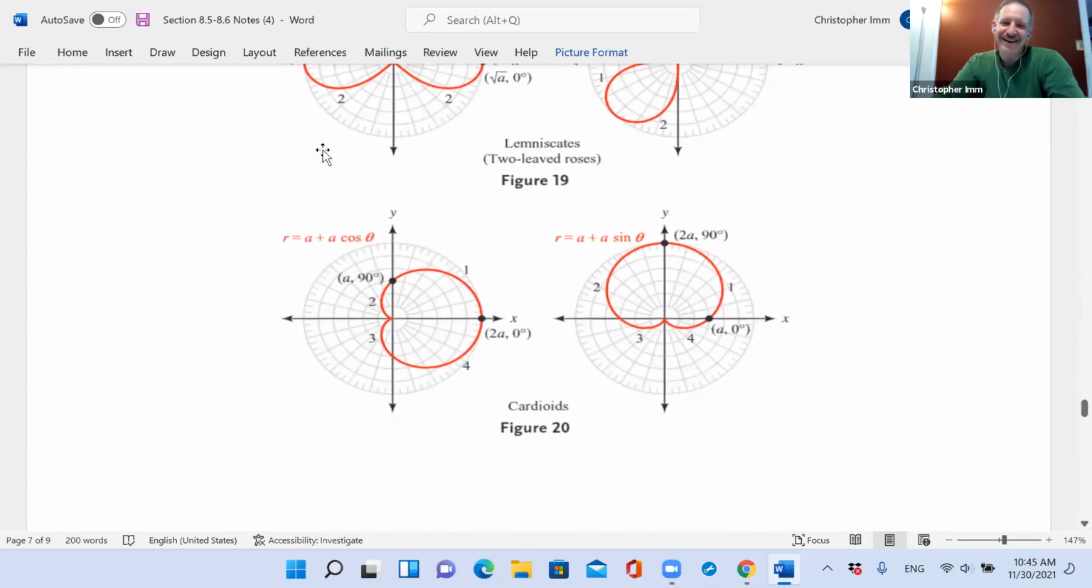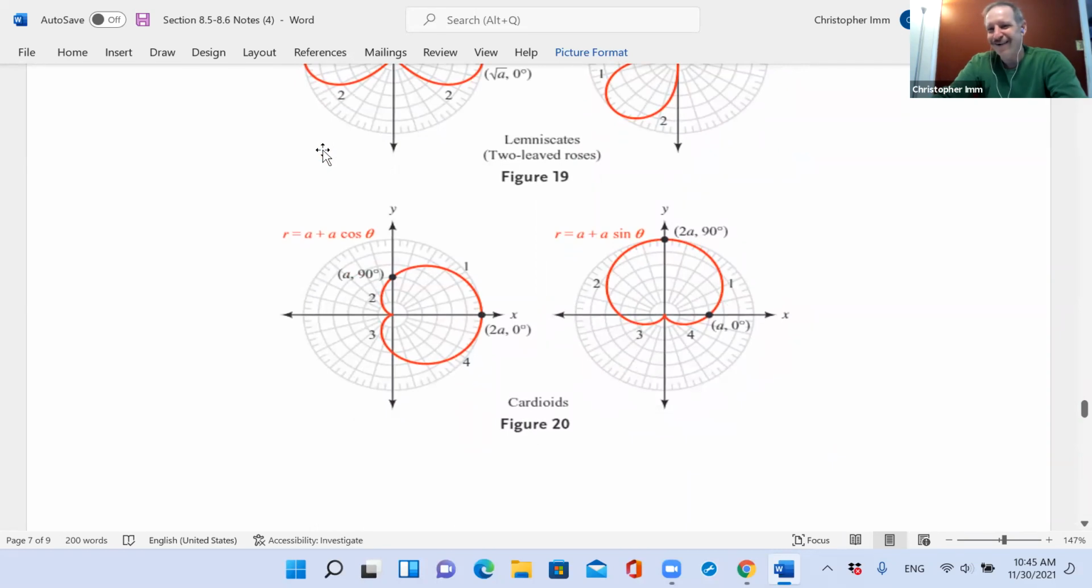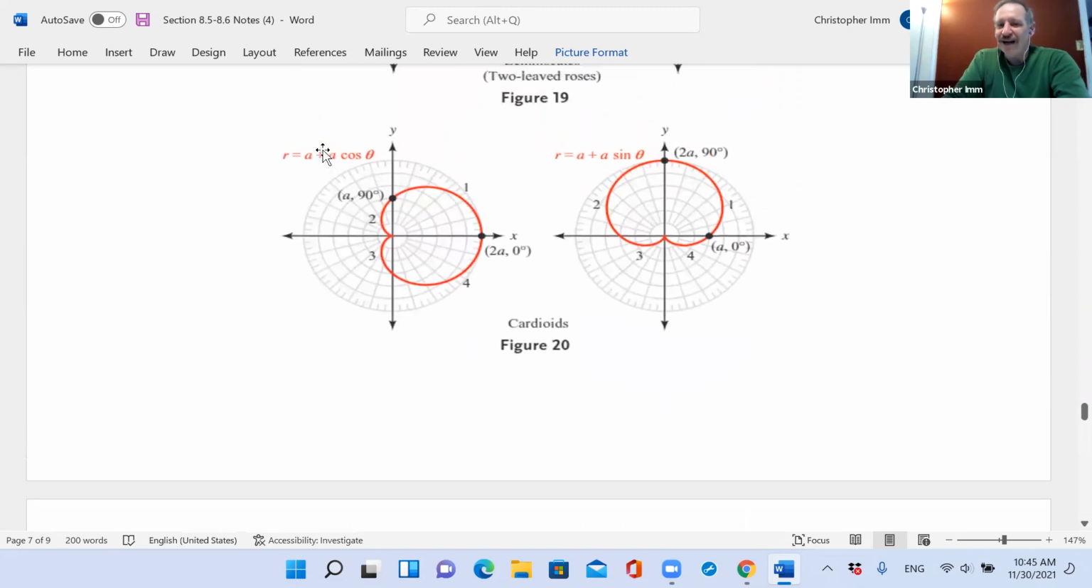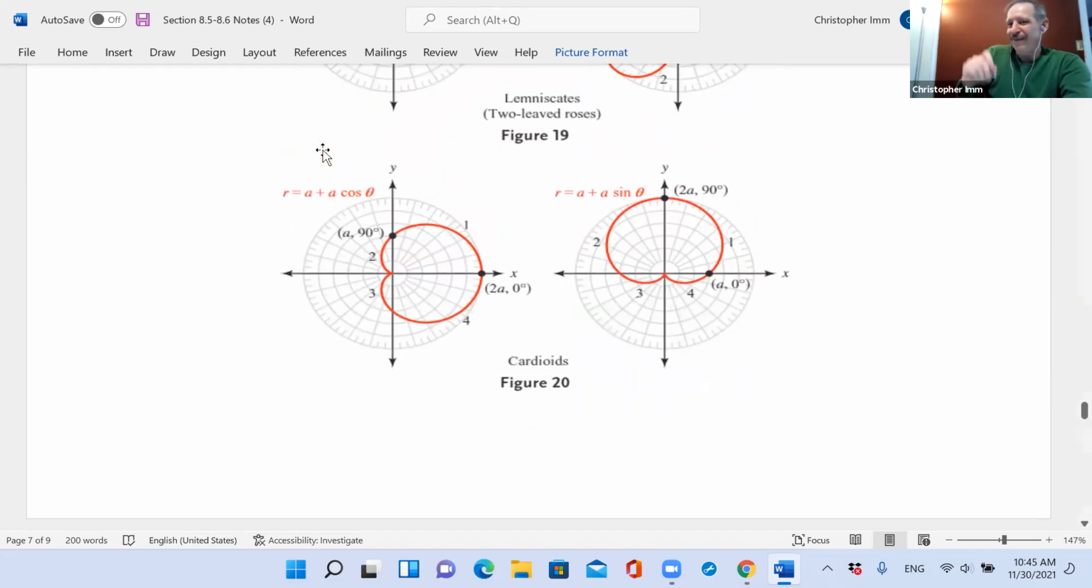These are my favorite, the cardioids. If you think about going into cardiac arrest, it's a heart, right? So cardioids will be something like a plus a cosine theta or a plus a sine theta. It depends on whether we have it centered on the x or the y axis. You'll be experimenting with those. And then sometimes these cardioids can have a loop in them. You'll be experimenting with those with the Desmos project.